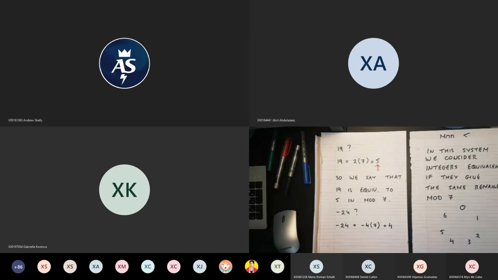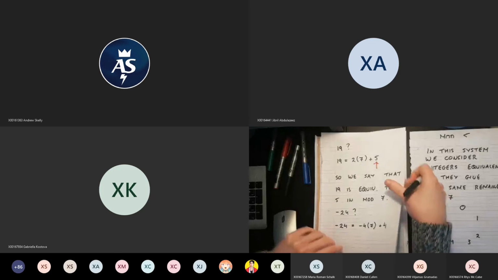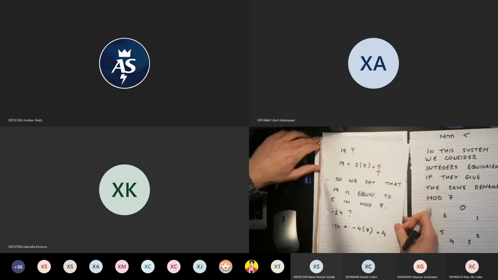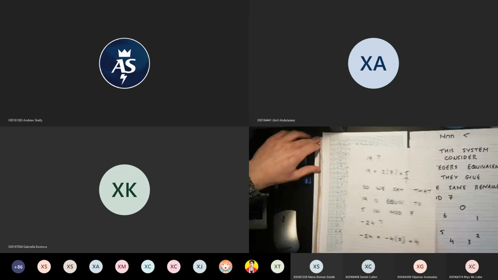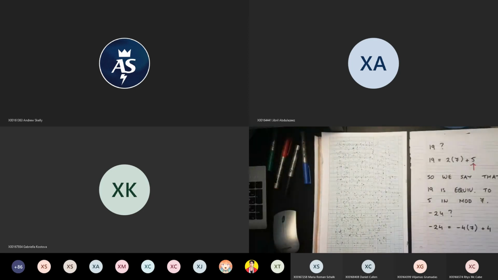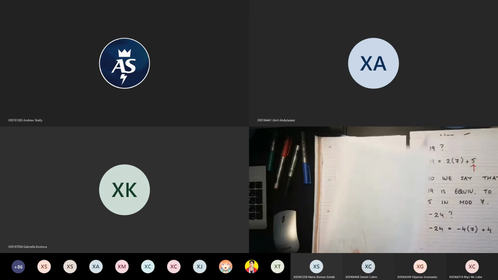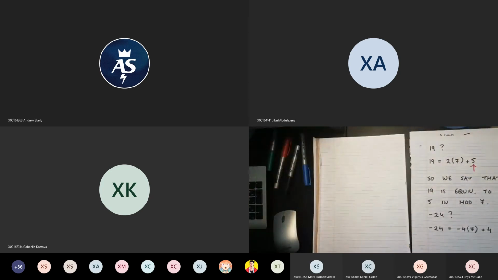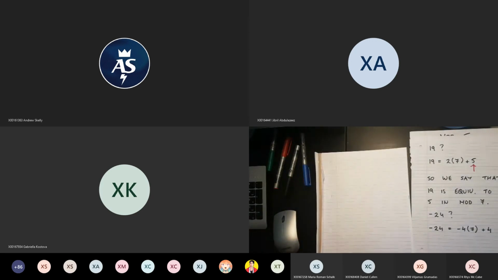Hopefully people can see where I'm finding that information from. And it doesn't matter how big or how small the numbers get, in terms of how large the integers get or how negative they get. I'll still always be able to complete this process and find the remainder here. So let's pick one more example.